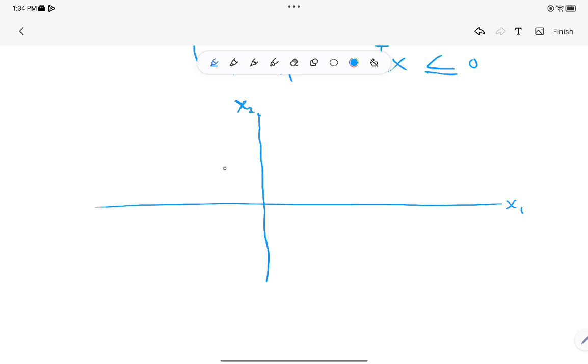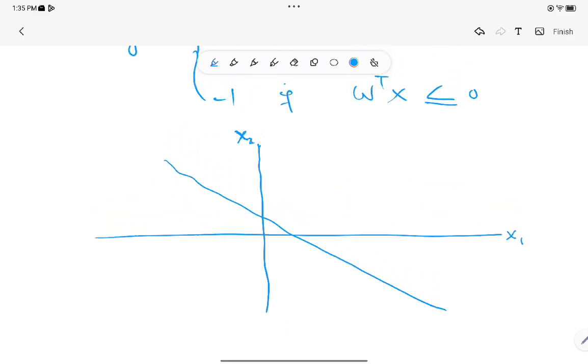This is our straight line. This straight line divides this plane, the x1 x2 plane, into two parts, this part and this part. Now, since this is a straight line, it will have an equation.